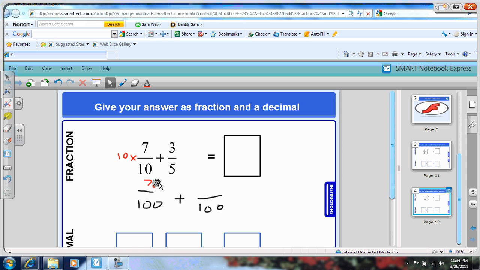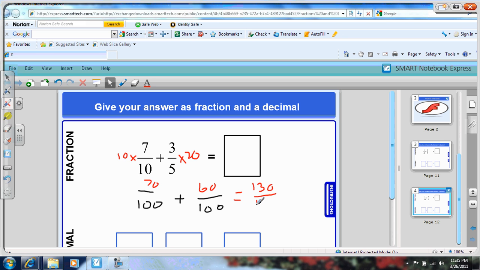What about for our other side? 5 times what gives you 100? 5 times 20 gives you 100. And for your numerator, 3 times 20 gives you what? Yes, gives you 60. Then when we add these together, 70 over 100 plus 60 over 100, you get 130 over 100.